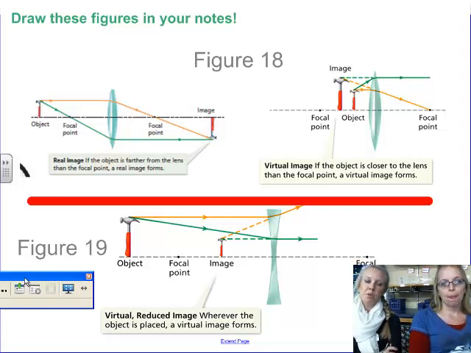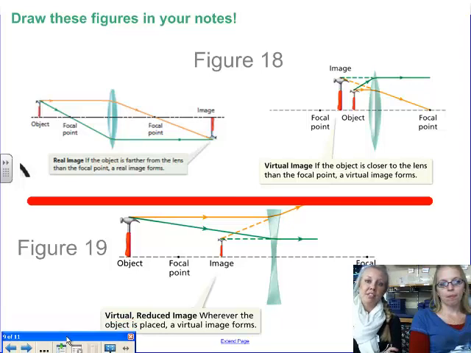The big difference between the images that you're drawing here is to pay attention to where your focal point is in regards to the object. That's what changes the image that is ultimately produced, along with the type of lens. So pause it, draw those.